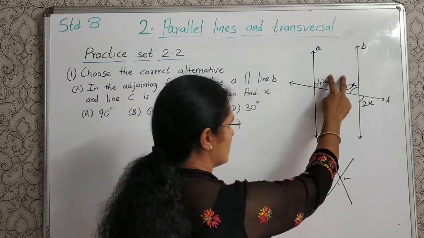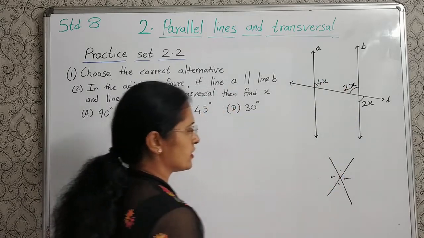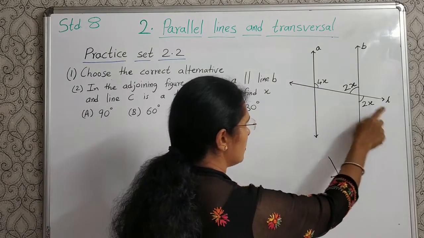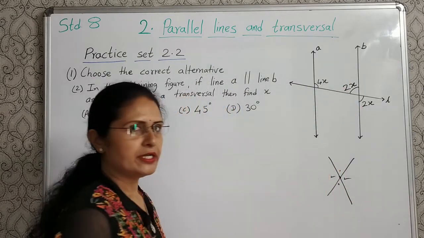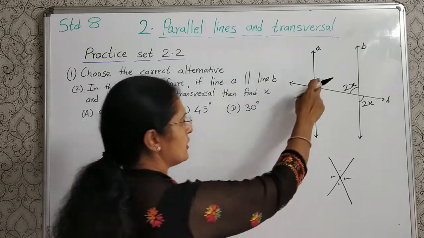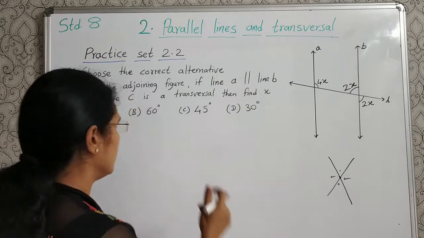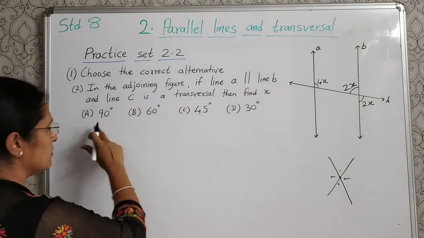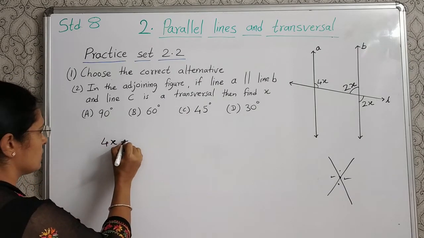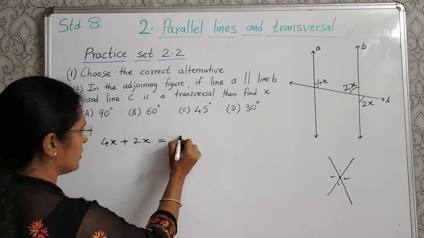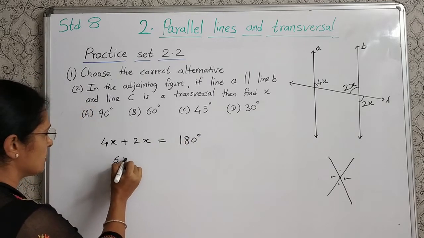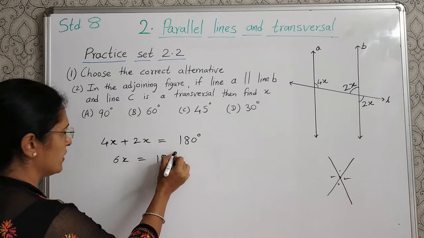Now observe these two angles, 4x and 2x. These two lines a and b are parallel and l is a transversal. So these two angles are interior angles and interior angles are supplementary. It means their sum is 180 degrees. So we'll solve that and then we'll find out which is the correct option. So 4x plus 2x is equal to 180 degrees. Now 4x plus 2x is 6x is equal to 180 degrees.